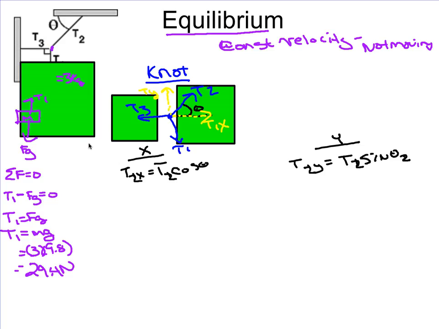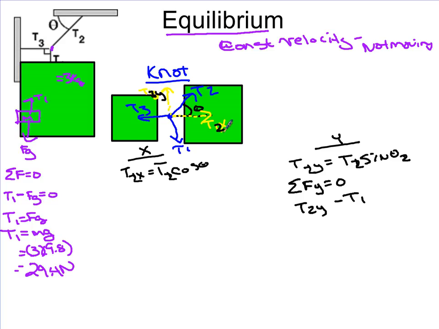Now, what do I have acting in y? Let me do y first. I have T2y and T1. Those are the only forces acting in a vertical manner. So I have the summation of the forces in y is 0. I have T2y acting up, and that's minus T1. This is T2y and T2x, apologize for that. And this equals 0. So T2y has got to equal T1.